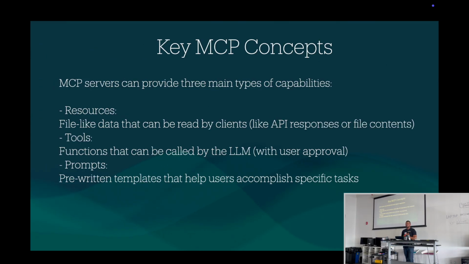Key concepts of the MCP protocol is 3 of them: resources, tools, and prompts. Resources are just a fancy word. It's anything that has data in it. It could be a JSON file, it can be a PostgreSQL database. Anything that has information, that's a resource.